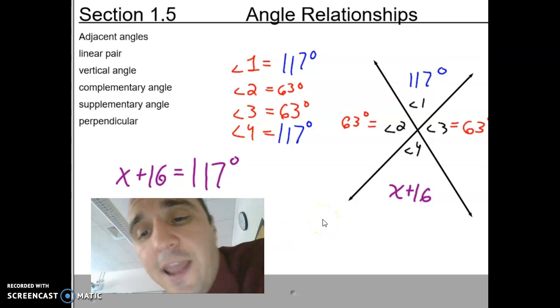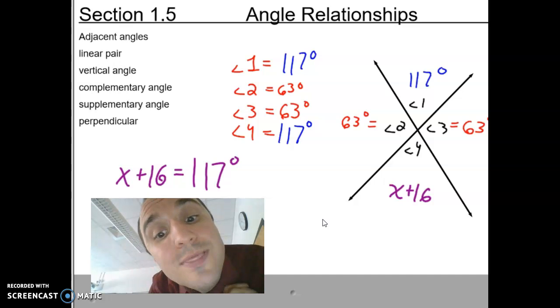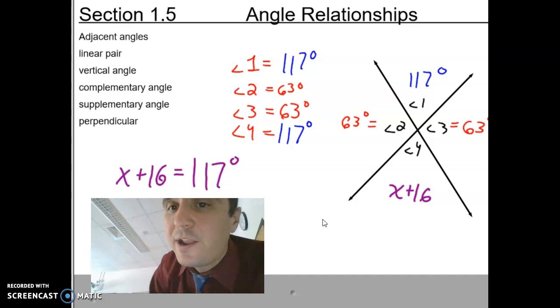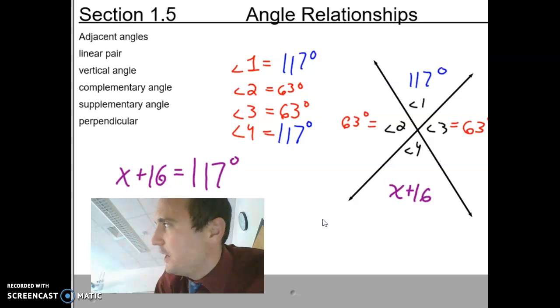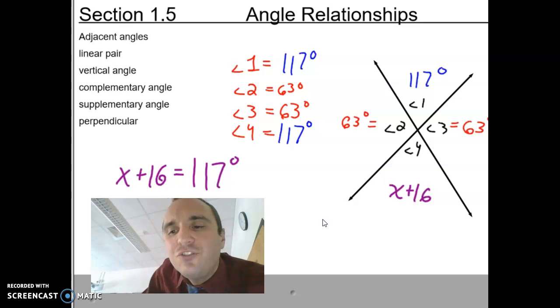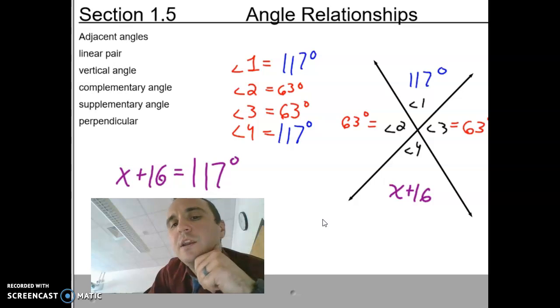Complementary angles is the next big term. Complementary angles are two angles that equal 90. Supplementary angles are any two angles that equal 180. And perpendicular just means any right angles that get formed, and that also happens to be 90 degrees.